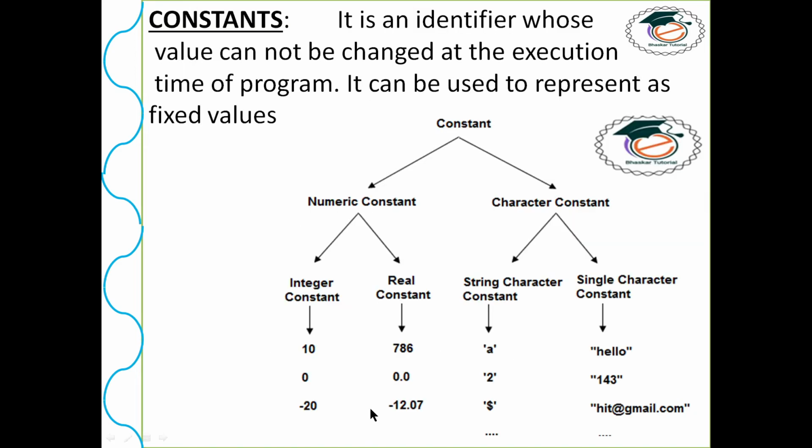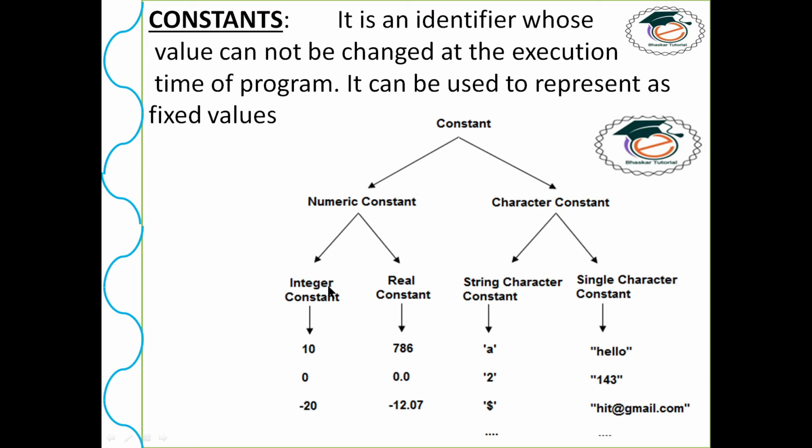Next you see constant. By the word you must know what a constant is. It is an identifier, and the value is constant, meaning fixed. So the value of a constant is always fixed whenever we execute any program. Constants are divided into various categories, like numeric and character constants. Numeric means numbers, character means the alphabets.